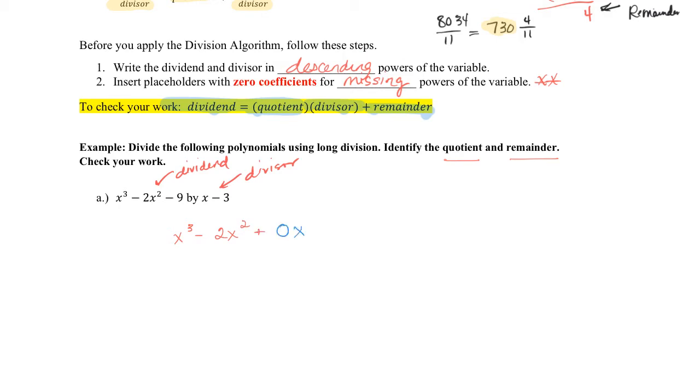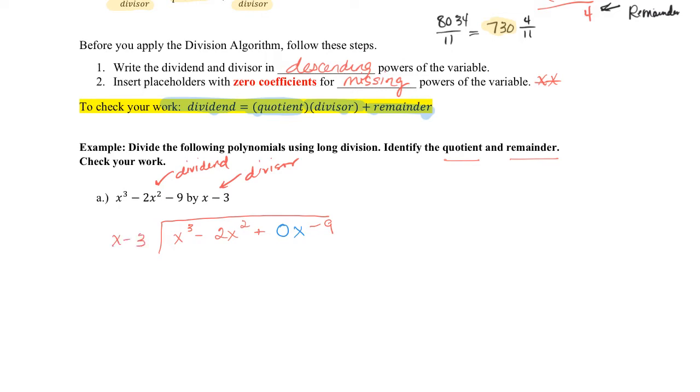Plus 0x, because I don't have any x's, minus 9. I'm just doing it in a different color to highlight the fact that you have to remember to do this. This is going to be divided by, that's my dividend, divided by x minus 3.